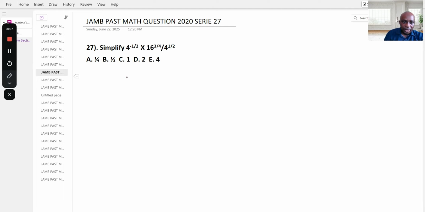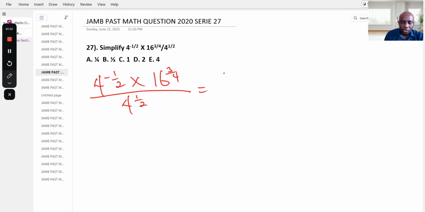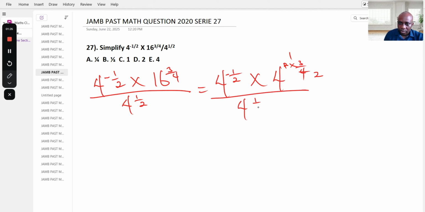Simplify. Let me rewrite the question: minus 1 over 2 multiplied by 16 raised to the power, over 4 raised to the power 1 over 2. Now let's turn this to the same base. The first one is 4. This 16 we have to turn so that they look uniform: 4 raised to the power 2, because 4 times 4 is 16. Therefore, raised to the power 3 over 4, and 4 raised to the power 1 over 2.